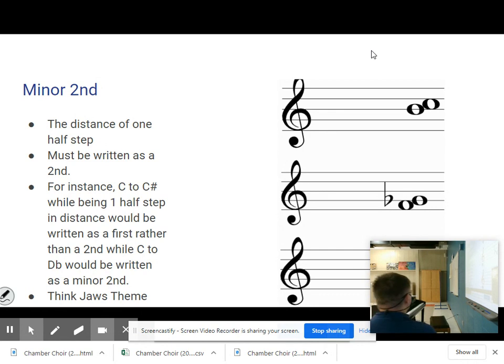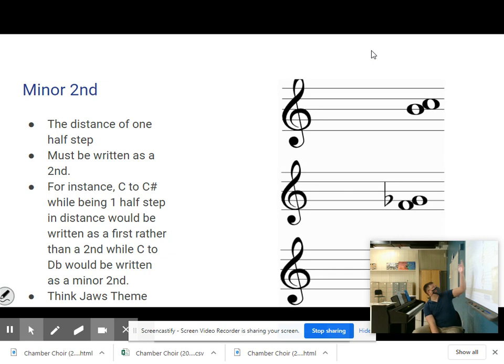So for instance, a C to C sharp is one half step away. So that's C to C sharp. C to D flat is also a half step away. They have the same exact sound. A reminder that when we have two ways we could spell one note, it's called enharmonic. It happens during all of our black keys on the piano.